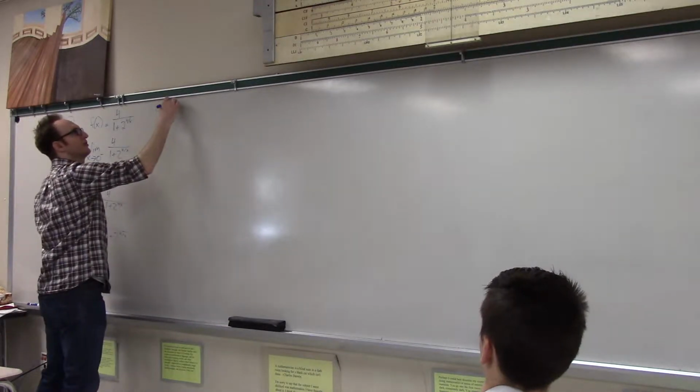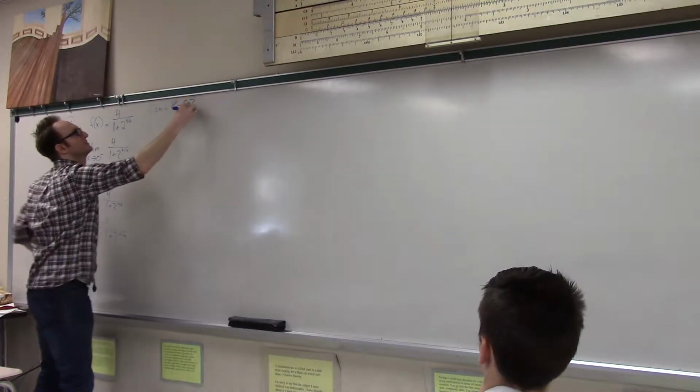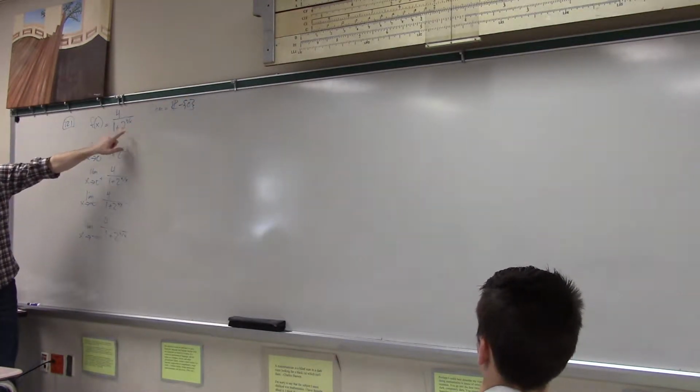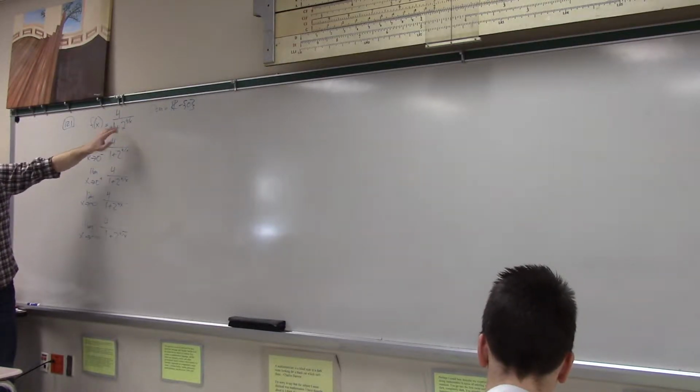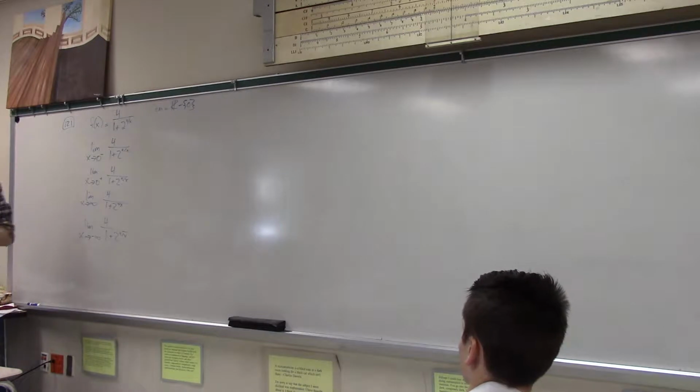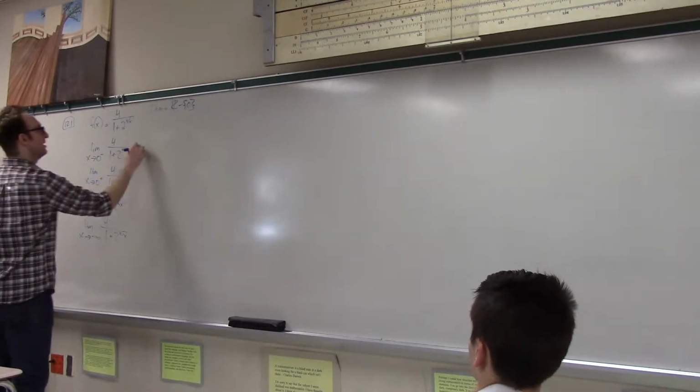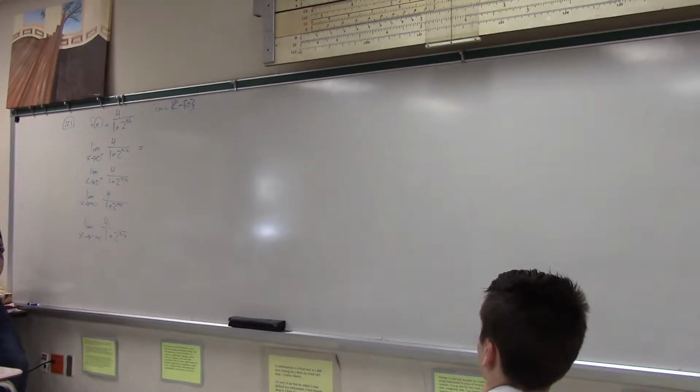I think it's everything except 0. I certainly can't plug in 0. 2 to the anything is going to be positive, so that can never be -1. So I don't have to worry about the denominator being 0. So I feel like I'm good. All right, let's go through these one at a time. You did the first 2 for homework.